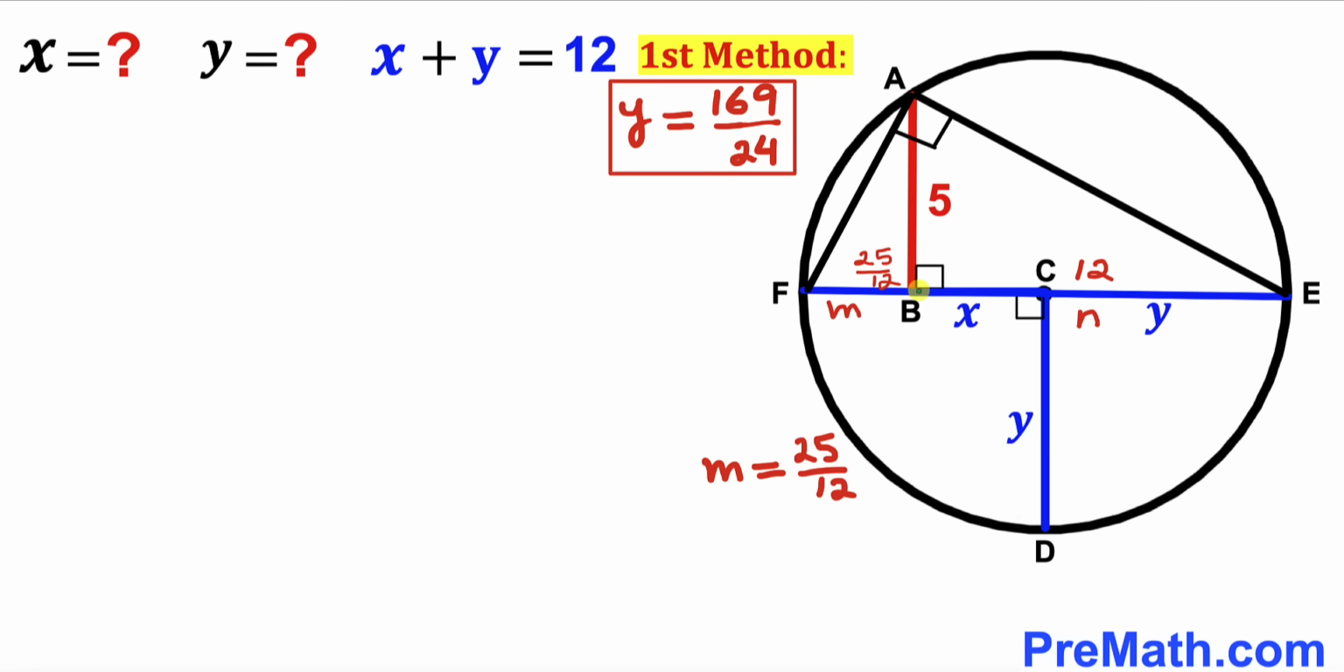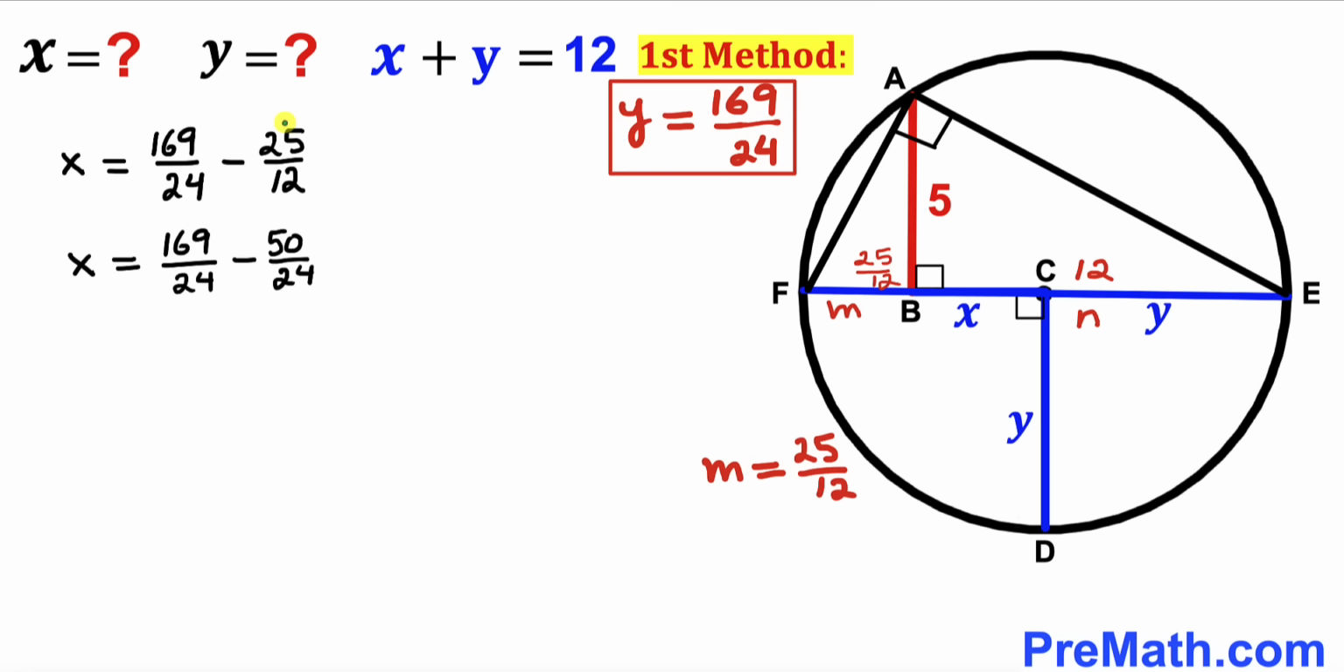And now we are going to calculate this segment x value. And we know this whole radius FC length is 169 divided by 24. And our this segment BF length is 25 divided by 12. So therefore we could write x equals to our radius 169 divided by 24 minus this segment 25 divided by 12.